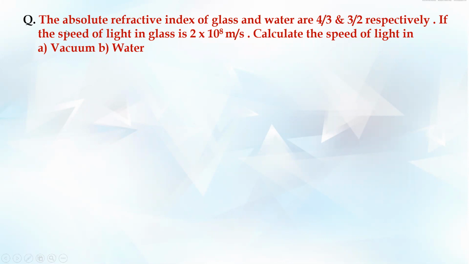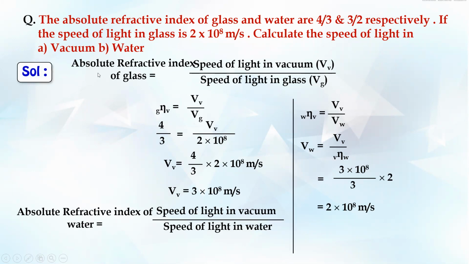So in the question, absolute refractive index is given. Absolute means it's always with respect to vacuum. So hence, absolute refractive index is always speed of light in vacuum upon speed of light in glass or speed of light in water over here, whichever is given. NGV, which indicates refractive index of glass with respect to vacuum, and simply we also call it absolute refractive index. This formula is VV upon VG. From this we have to find the speed of light in vacuum first.